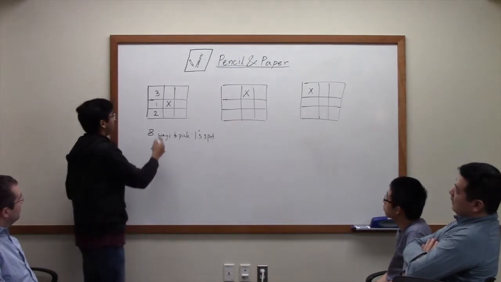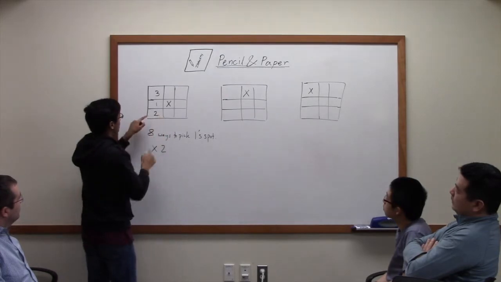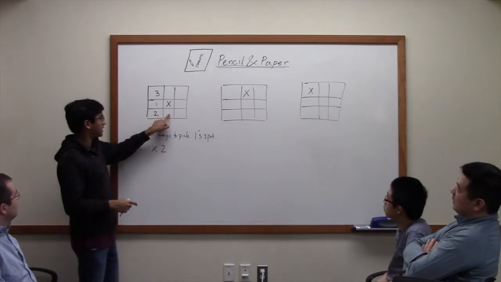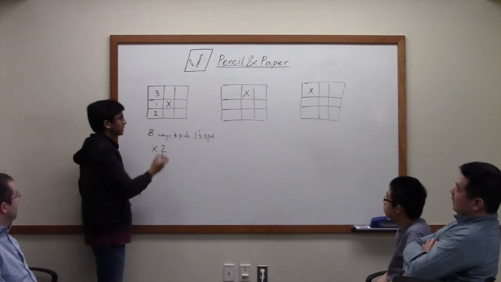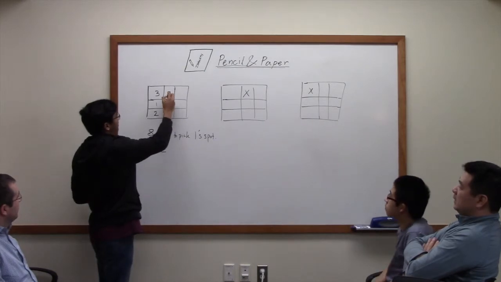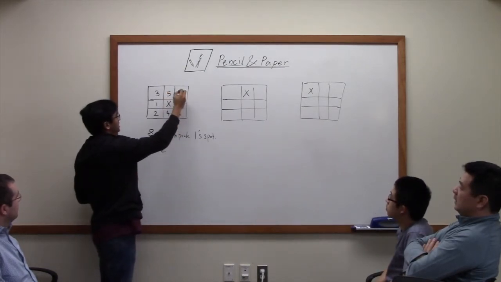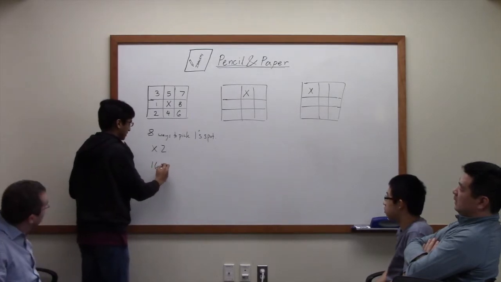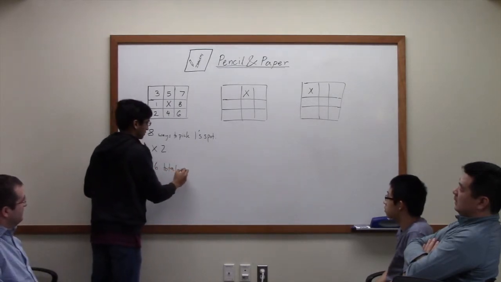And then the next one, 4, must be adjacent to 2, because there has to be someone else here, and it can only be 4. After that it's all fixed. This one has to be 5, this one has to be 6, and 7, and then 8. So in this case, we get 16 total ways.